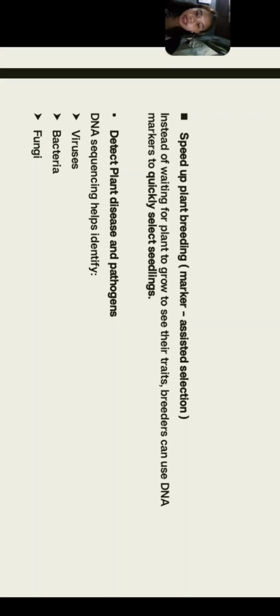The DNA markers help select good seedlings quickly. While DNA sequencing finds plant diseases. It helps improve crops and protect them from sickness.